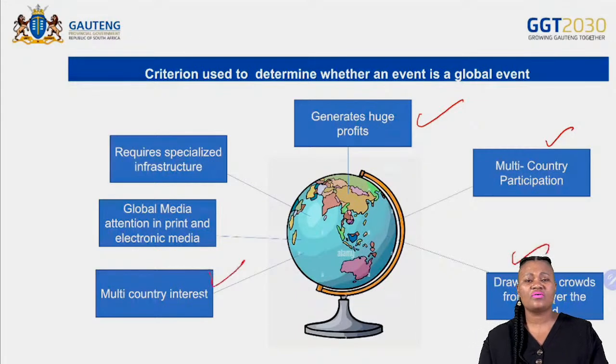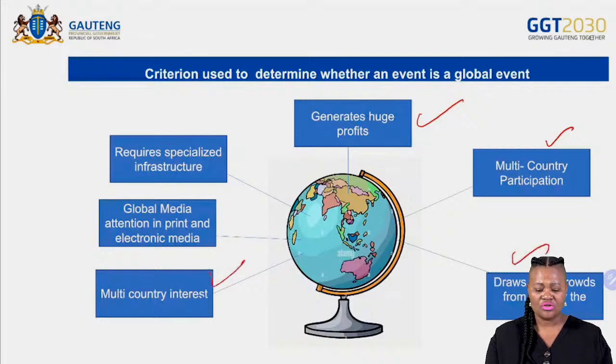And then, in order for an event to be determined as a global event, it needs to have global media attention, meaning that all over the world, different media houses need to be covering what is happening within that particular global event. So global media attention in print and in electronic media. We should be seeing global events maybe on billboards, on televisions, and as pop-ups when we are busy with our electronic devices. And in order for an event to be considered a global event, it requires specialized infrastructure, meaning that we don't just wake up today and say we're hosting a global event. We need to prepare many years before in order for us to have specialized infrastructure.